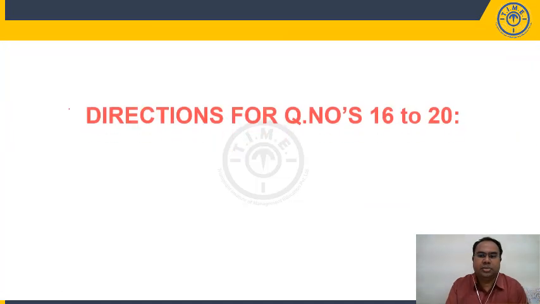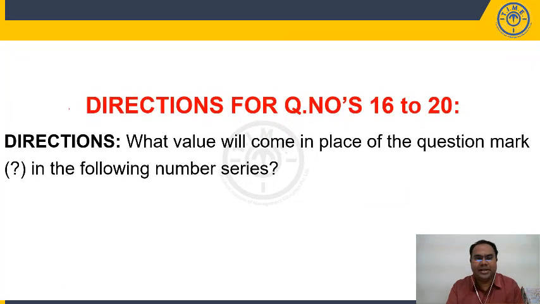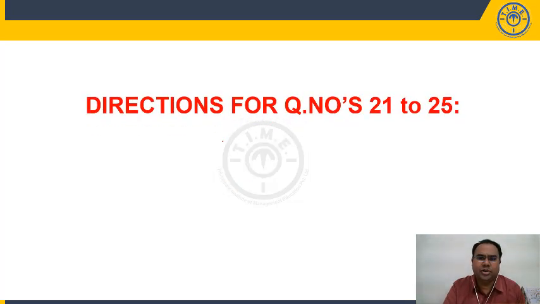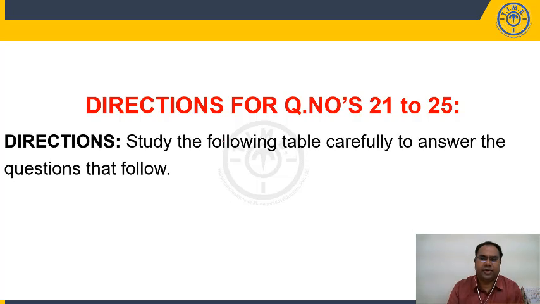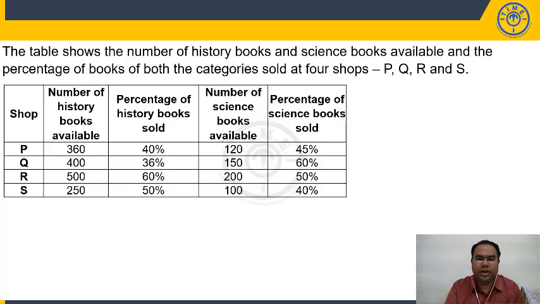Right? Question number 16 to 20. What will come in place of the question mark in the following number series? So these are number series questions. Easy questions. These are self-explanatory. You can look at the solution. You can understand them easily. Okay, let us look at directions for question number 21 to 25. Study the following table carefully to answer the questions that follow. So this is a data interpretation set based on a table.